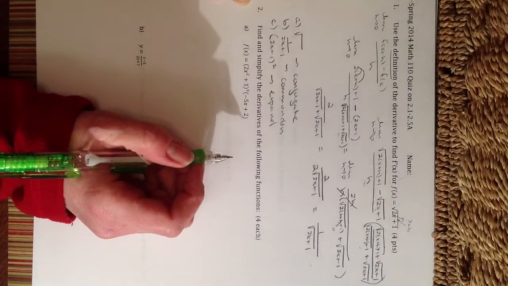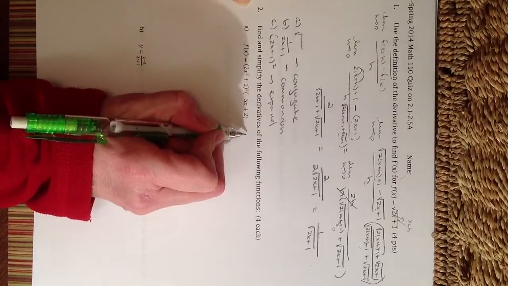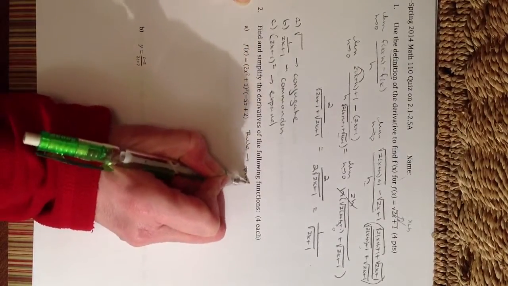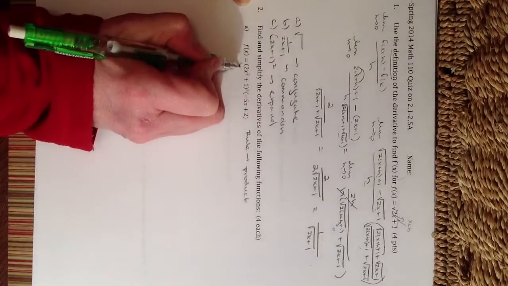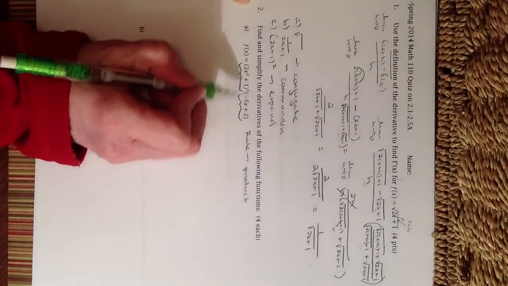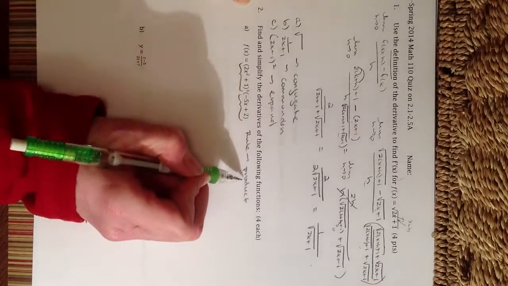Then we got into simplifying and the derivatives. What I noticed on most people's papers is they didn't take the time to say what rule they were going to use. In this case, you have one function times another function, and whenever you have 2 functions multiplied together, you have to use the product rule. So you have to know what the product rule says.